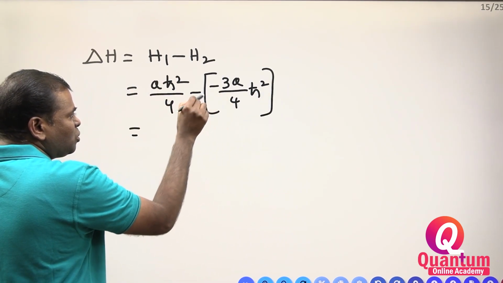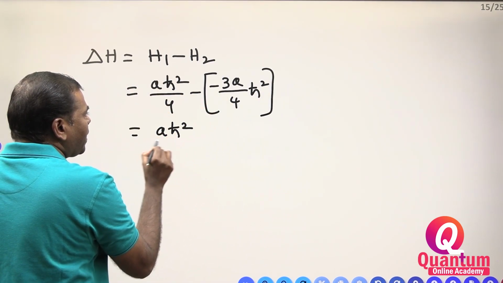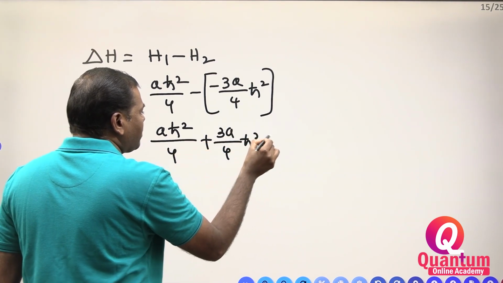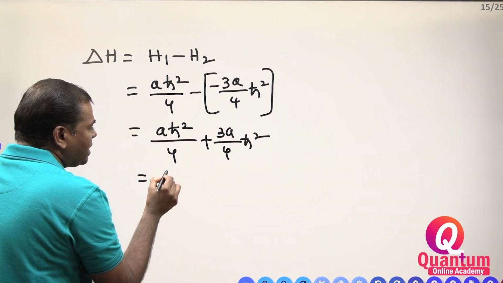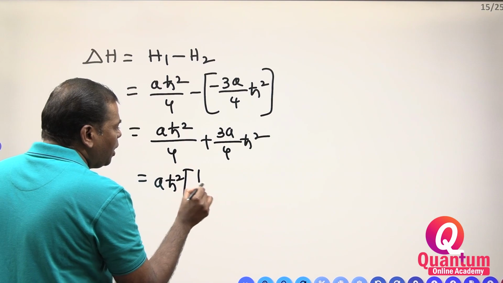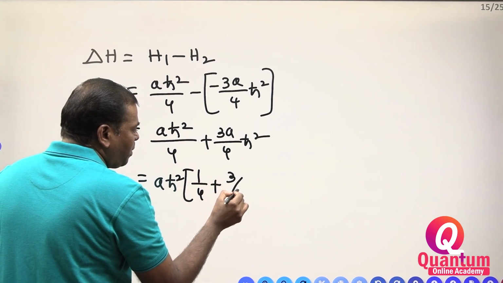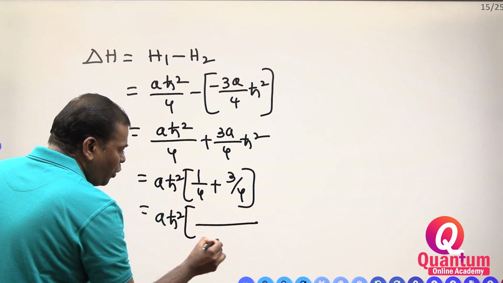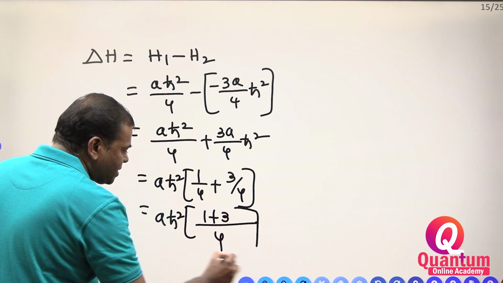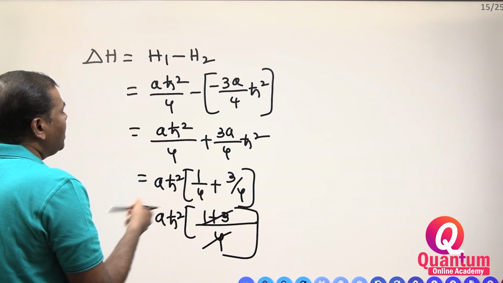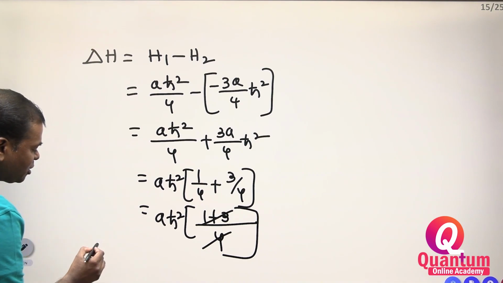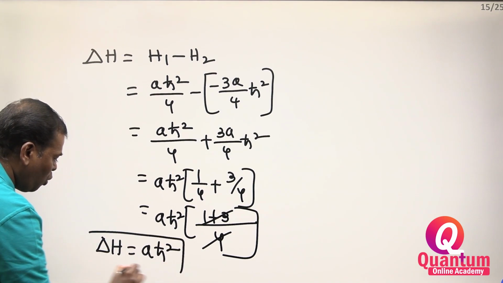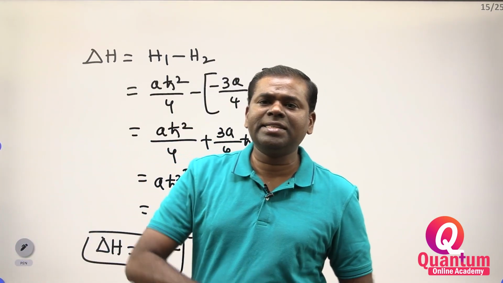Now minus into minus gives plus: A H cut square by 4 plus 3A by 4 into H cut square. Take A H cut square common, 1 by 4 plus 3 by 4. Take the LCM, 1 plus 3, 4 gets cancelled. Therefore, the splitting between these two spectral lines is equal to A H cut square. How simple it is. Just the calculation is bigger.